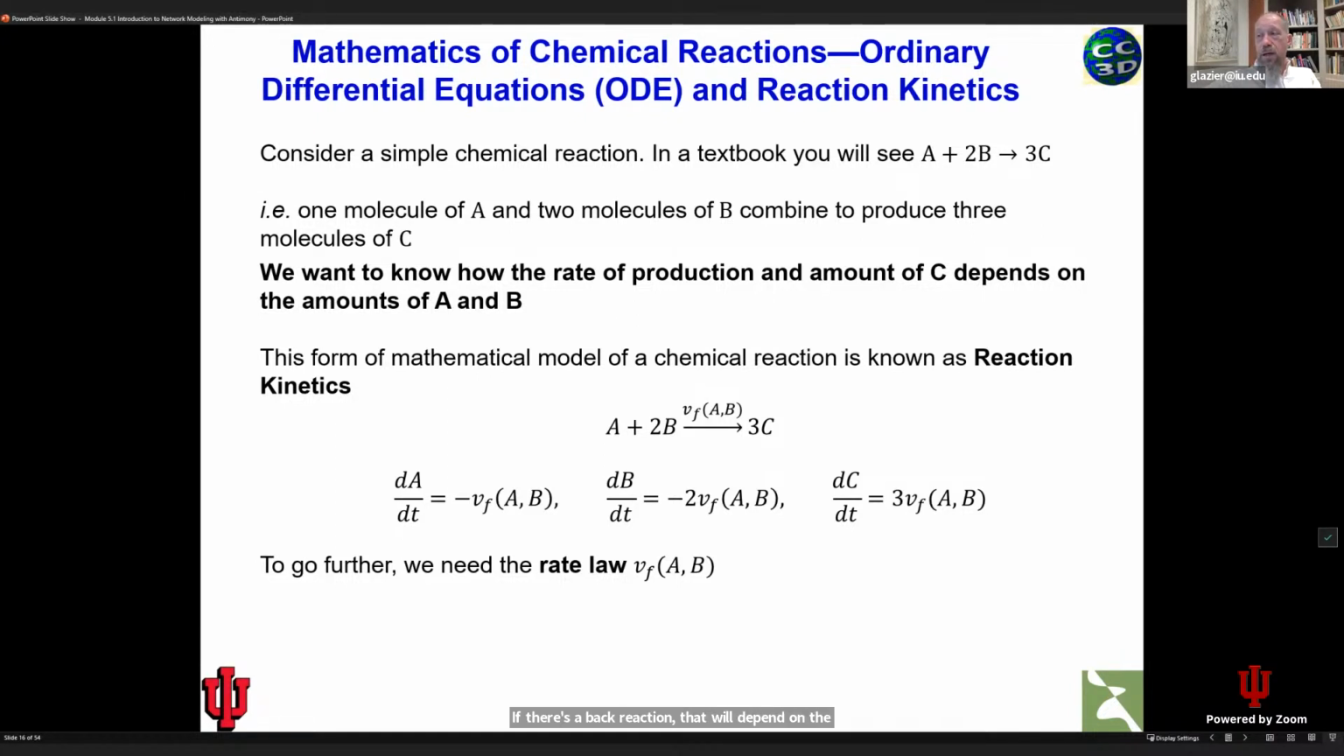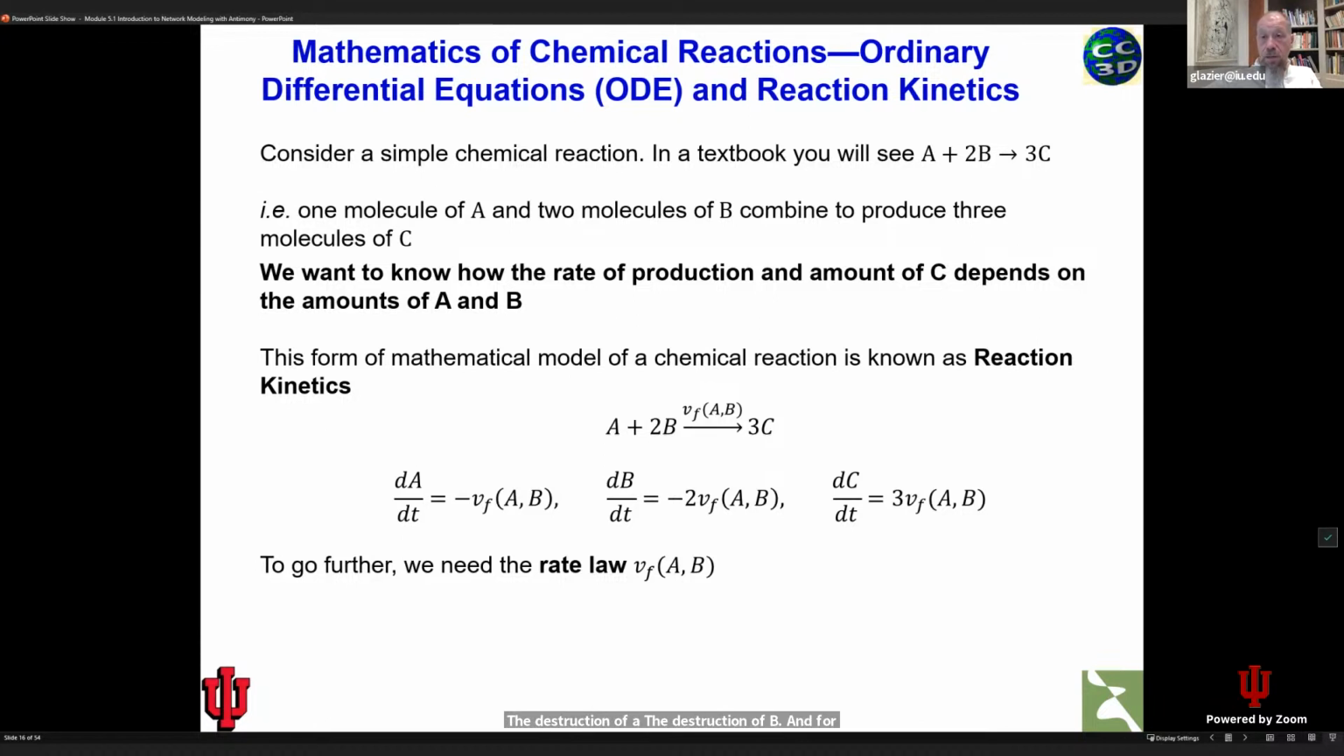If there's a back reaction, that will depend on the concentration of the product. And so we can write A plus 2B goes to 3C at a rate, VF, V forward, that depends on the concentration of A and B. And that one arrow diagram would give rise, if we express this in a continuous form, that's assuming our concentrations are big enough that we can treat the molecular species as continuous as opposed to individual molecules interacting, to 3 ODEs, the destruction of A, the destruction of B, and the creation of C.